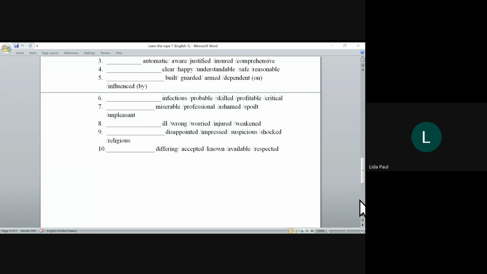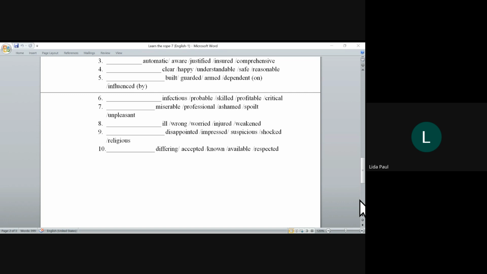Ninth one: disappointed, impressed, suspicious, shocked, religious. What is the answer to this one? Ninth one is deeply. Correct, right? So the clue is the words religious and shocked. Both of them most often than not take the adverb deeply. So deeply disappointed, deeply impressed, deeply suspicious, deeply shocked, and deeply religious, right?